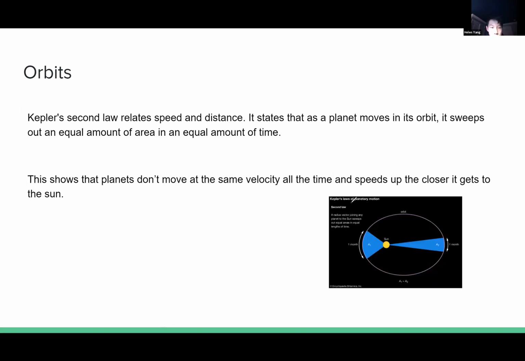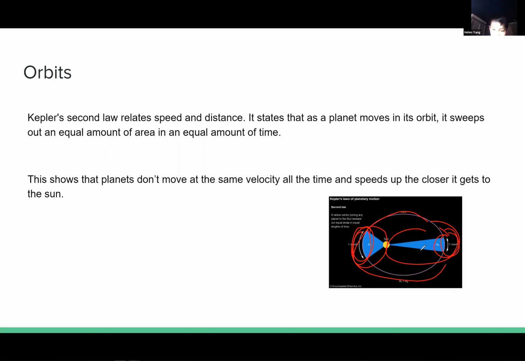And next, for Kepler's second law, it relates speed and distance. So as you see in this diagram, basically, a planet is rotating around the sun. And for this period right here, it's 1 month, and this period is also 1 month. And these two sections have the same area, but you can see that they don't really look like they have the same area.